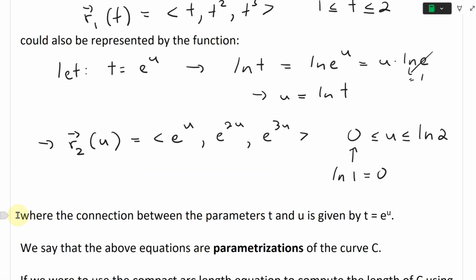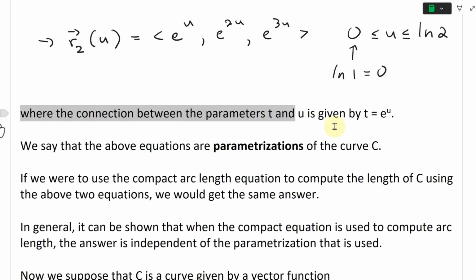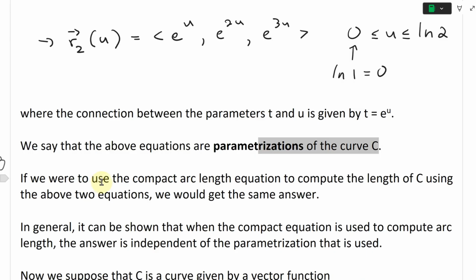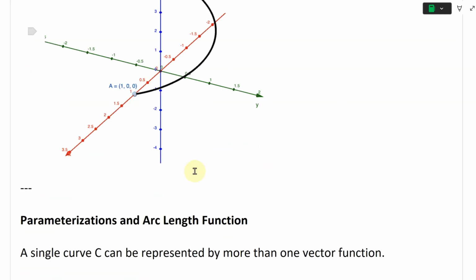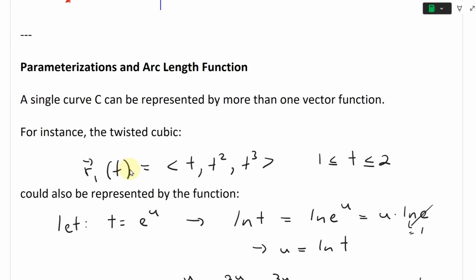And here, this is from my calculus book, where the connection between the parameters t and u is given by t equals e to the u. I just added this. They just gave the answer, but for completeness I included their text. We say that the above equations are parameterizations of the curve C. If we were to use the compact arc length formula to compute the length of C using the above two equations, we would get the exact same answer. I'm not going to do that, but you can go test it out.